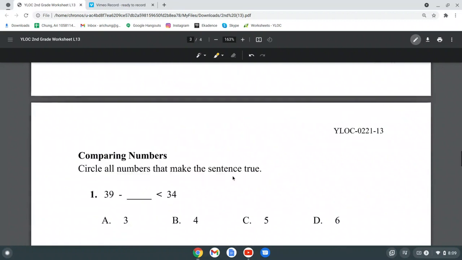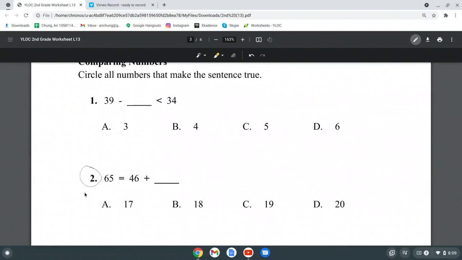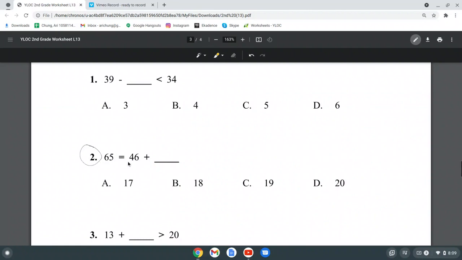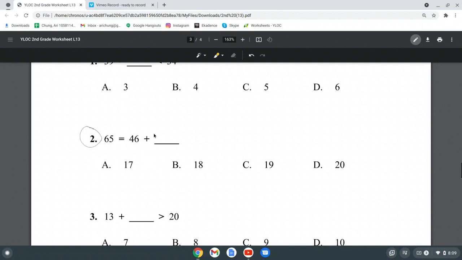Let's go to the next page, and here we are comparing numbers. 65 equals 46 plus a certain number. So the sum of 46 and a number will equal 65. Let's try A, which is 17. So here's 46 plus 17. 7 plus 6 is 13. 4 plus 1 is 5. 5 plus 1 is 6. So this would be 63. But since 65 does not equal 63, A is incorrect.